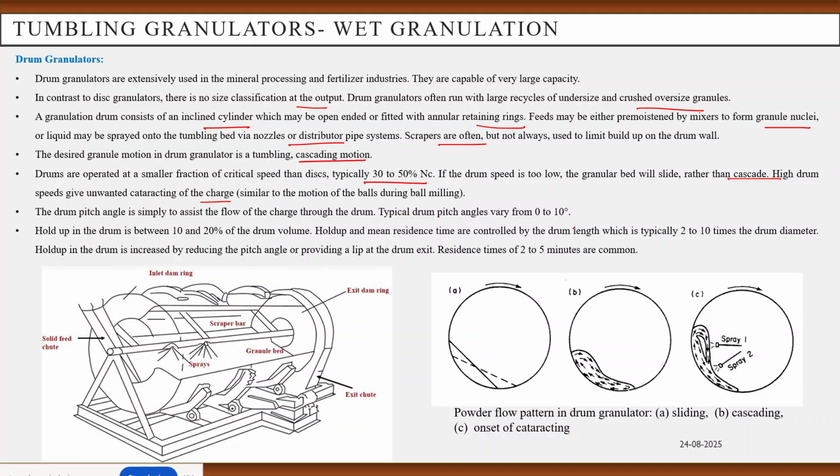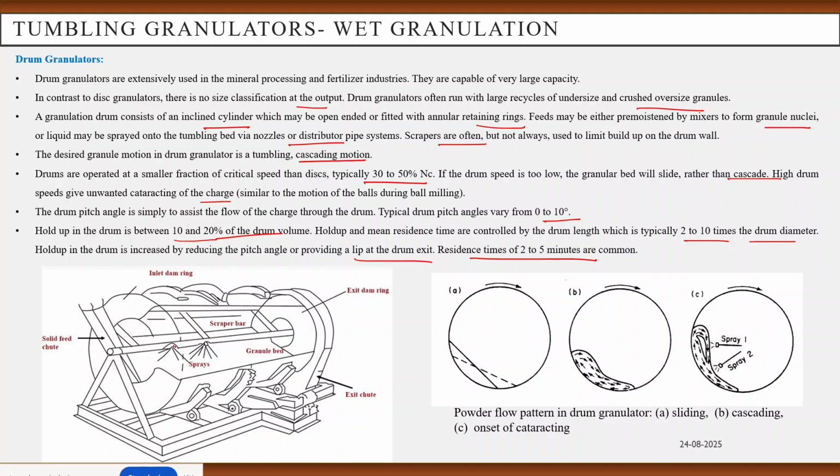Typically, the drum pitch angle is maintained at 0 to 10 degrees. Holdup in the drum is generally 10 to 20% of the drum volume, and the holdup and the mean residence time are controlled by the drum length, which is typically 2 to 10 times the drum diameter. This holdup in the drum is increased by reducing the pitch angle or providing a lip at the drum exit. Residence times of 2 to 5 minutes are common.